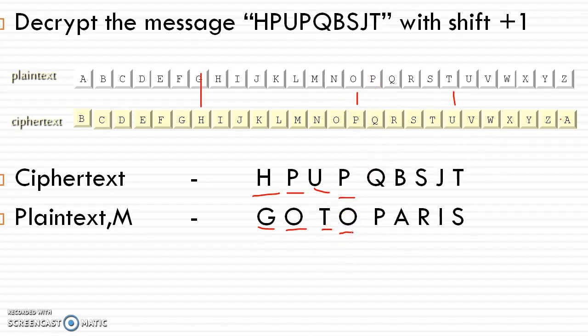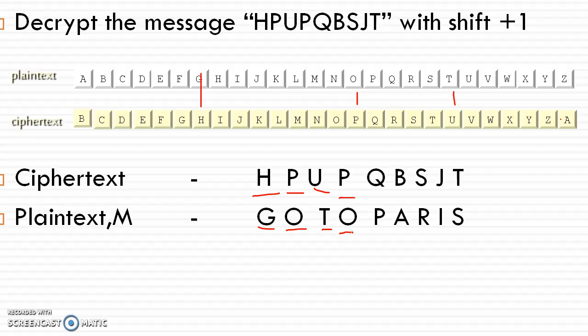In this way you have to complete all the ciphertext characters. So you will obtain the plain text as Go to Paris. Go to Paris is your original message and its encrypted form is HPUPQBSJT. That means on this table you have to replace each of the ciphertext letters with the corresponding plain text letters. In this way you have to encrypt or decrypt your message.